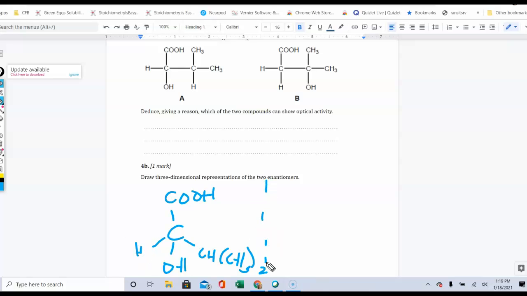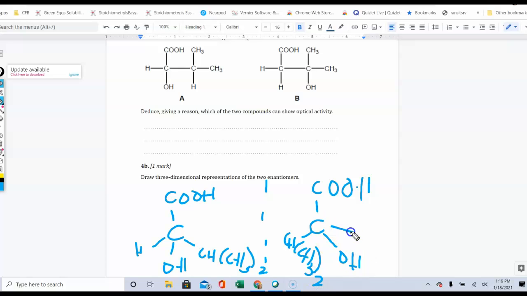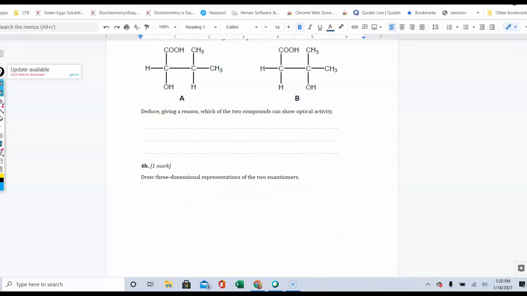Okay, so there's my mirror image that I'm going to do. I'm going to have my carbon with the COOH here, and it is going to have on this side CH, whoops, okay, hold on everybody, CH parentheses CH3 2, there's that first part, and then I have the OH, and then in the back I have the H, and those are going to be your three-dimensional representations. Okay, we'll get rid of that.